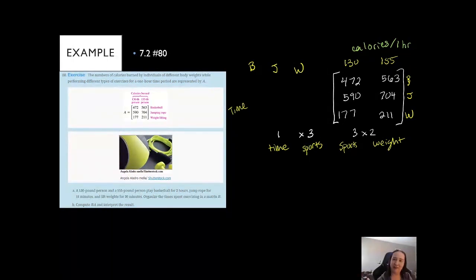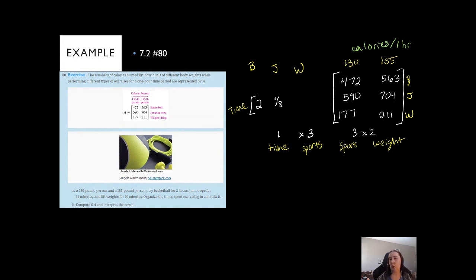So going back to what we've got again, basketball is 2 hours, so I can just put a 2 here. Jump rope is 15 minutes. So 2 hours is 120 minutes, so we're doing 15 divided by 120. And it's probably best to put it as a fraction and then reduce. It comes to 1/8, so I'm going to just do that.